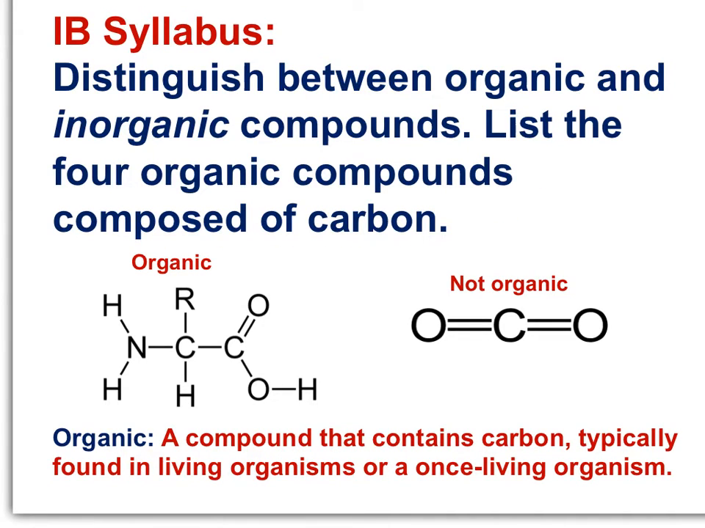It's important to note that organic compounds contain carbon, but more importantly, organic compounds are typically found in living organisms or a once living organism. The amino acid seen here on the left is organic, but carbon dioxide here on the right is not organic. Plants take up carbon dioxide to build sugars, and all organisms release carbon dioxide as a respiratory waste product. But organisms are not composed of carbon dioxide.